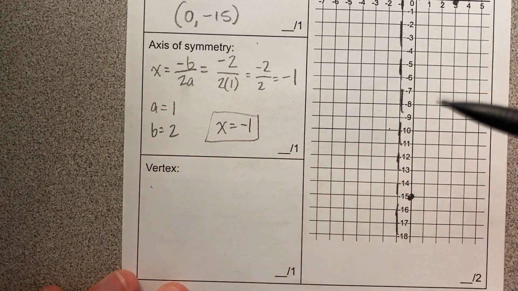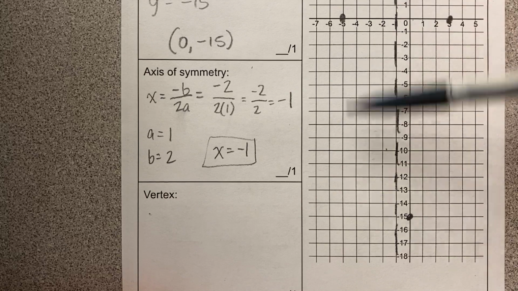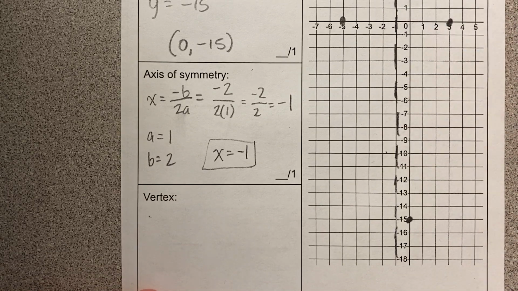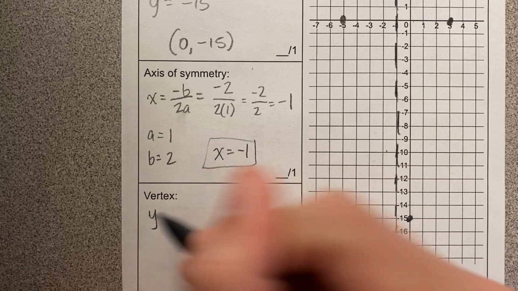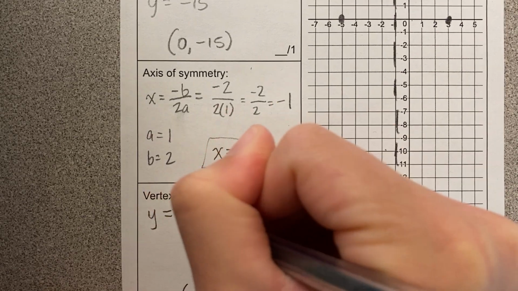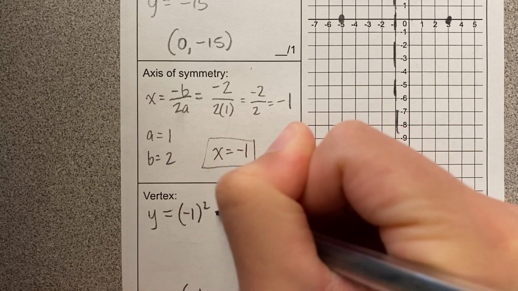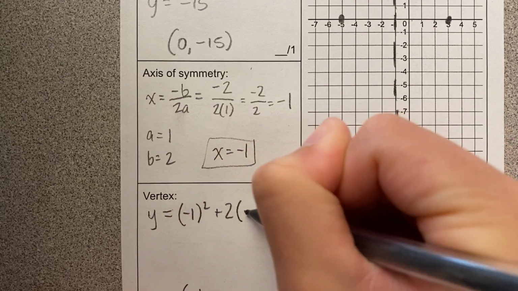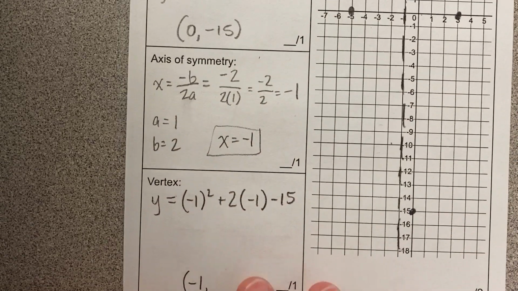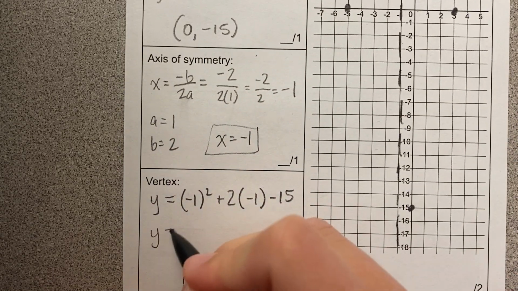And then my vertex, here's the thing. I know about my vertex. My vertex is going to land somewhere on the axis of symmetry, right? Because that's how parabolas are. So I know that my vertex, the x value is going to be negative 1. So what I'm going to do is write this equation, x squared plus 2x minus 15, and I'm plugging in that x value, right? Because I already know the x value. Now let's just do the math.